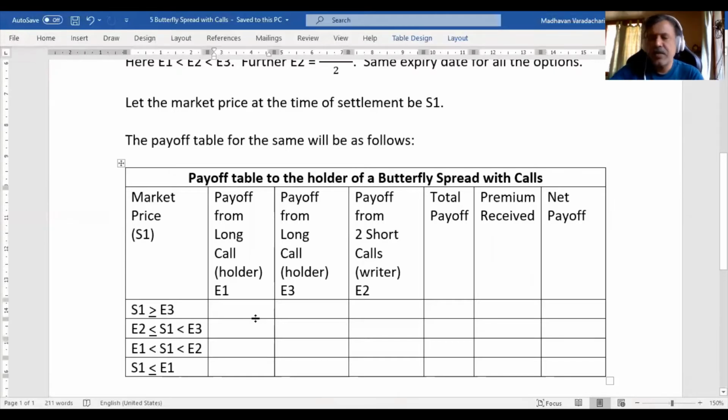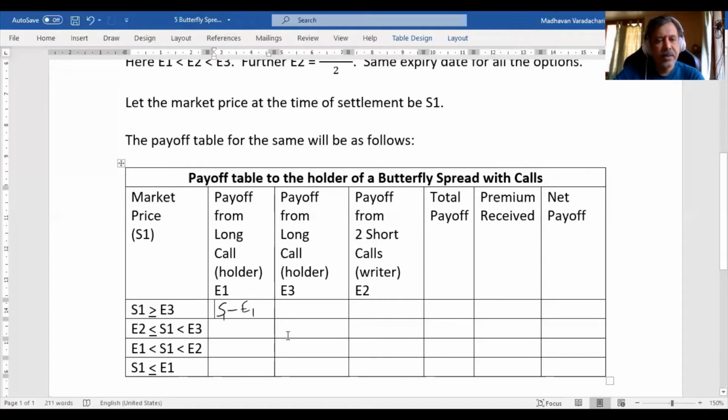So the very first step in butterfly spread with calls is that you will be buying a call. That means you are the holder having a long call with an exercise price E1. Now, what will be the payoff? For the first one, the market price is larger than the largest exercise price. When it is larger than the largest exercise price, it has to be larger than E1 also. So definitely, as an option holder, I will be exercising this option. My profit will be S1 minus E1.